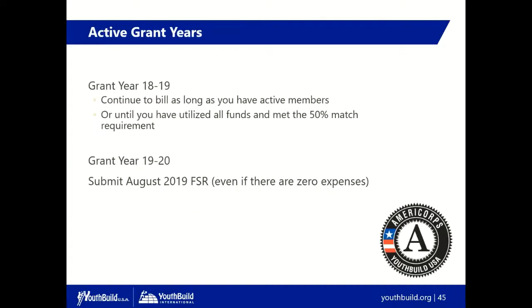Just a note, we are talking about grant year 19-20, but grant year 18-19 is still very much alive. As long as you have active members under that grant year, you can continue billing expenses, or until you've utilized all of the funding and met the 50% match requirements. So you may be submitting a few 18-19 requests alongside grant year 19-20. If you're just getting started with grant year 19-20, you want to start with August 2019. Even if you don't have members enrolled at the beginning of the grant year, you'll still want to submit those FSRs just to verify that there were, in fact, no expenses.